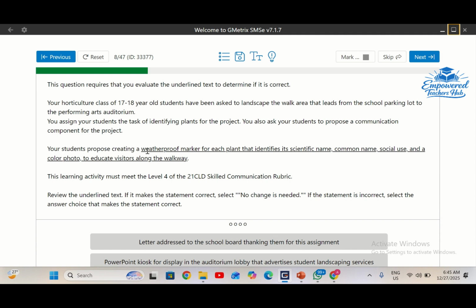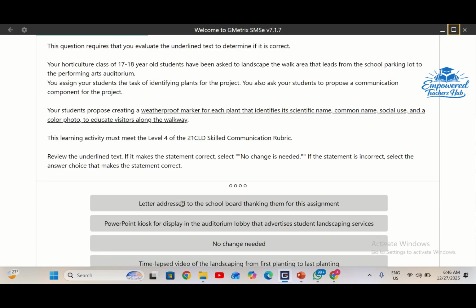Your students propose creating a weatherproof marker for each plant that identifies its scientific name, common name, social use, and a color photo to educate visitors along the walkway. This learning activity must meet the level 4 of the 21 CLD skill communication rubric. Review the underlined text. If it makes the statement correct, select no change is needed. If the statement is incorrect, select the answer choice that makes the statement correct.